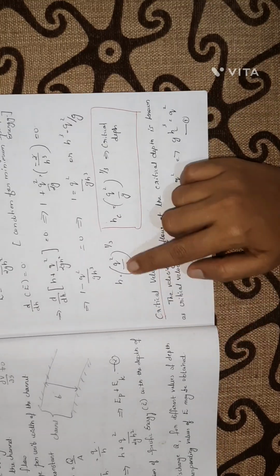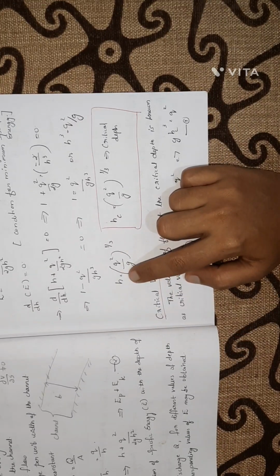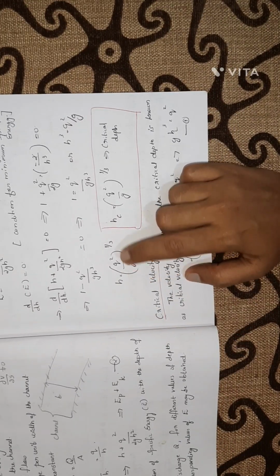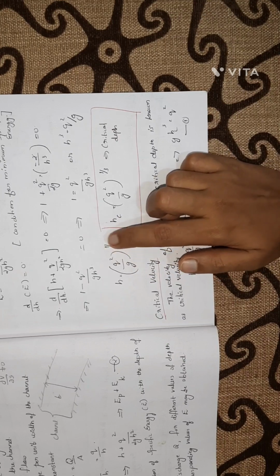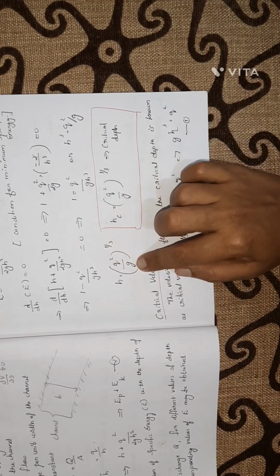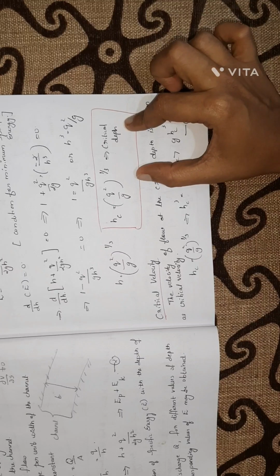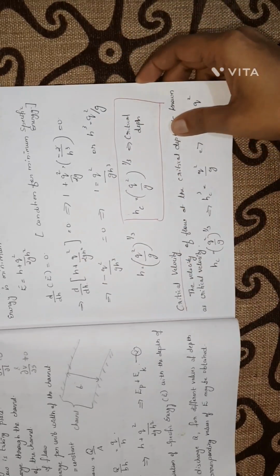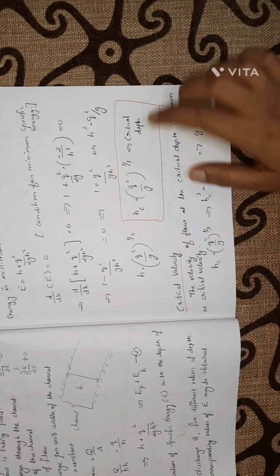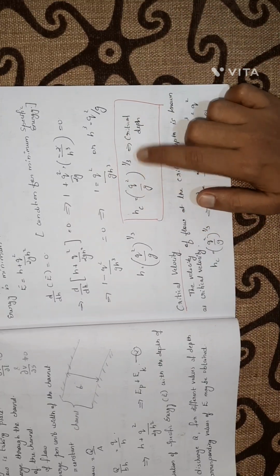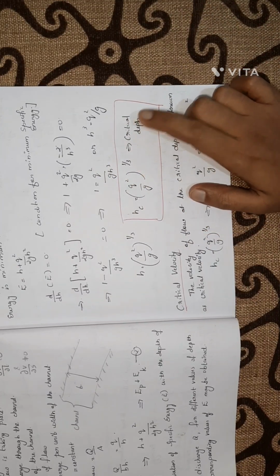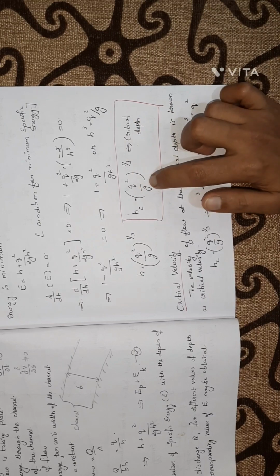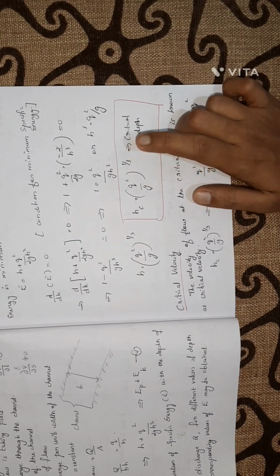And if we solve for h, we'll get h is equal to (q square by g) the whole raised to 1 by 3. So this depth is known as the critical depth, wherein the specific energy is minimum for a depth of flow. That depth of flow where the specific energy is minimum is nothing but the critical depth, and it's obtained as (q square by g) the whole raised to 1 by 3.